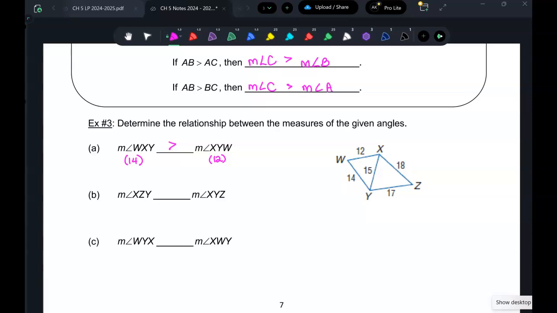The next one says XZY, 17, 15. What's XY? 15. It's less than. And then XYZ will be 18. Less than. So this time it's less than. And the next one, WYX will be WX, which is 12, and then 15. Good. It makes it so much easier.